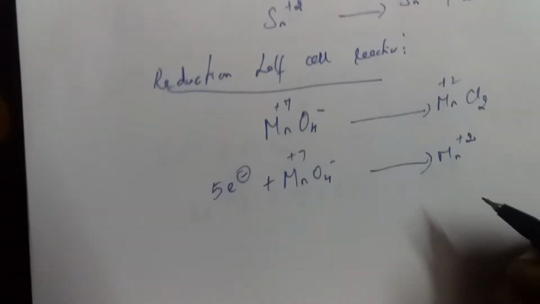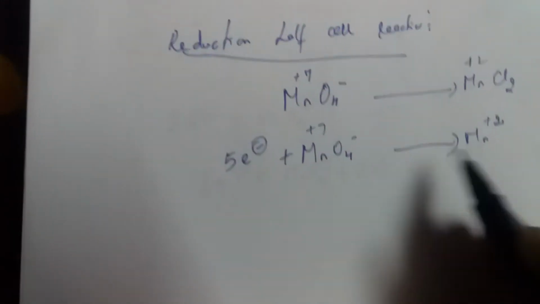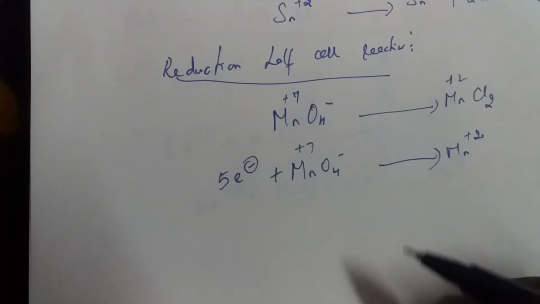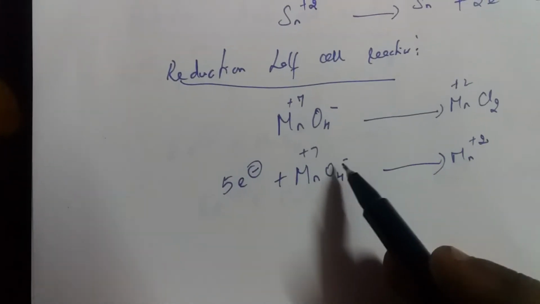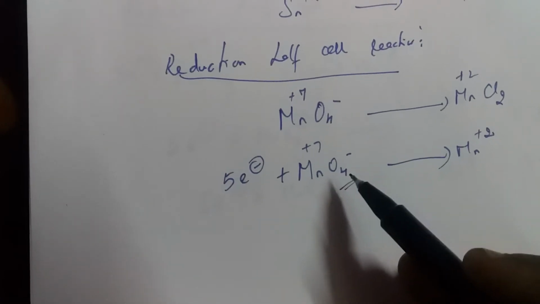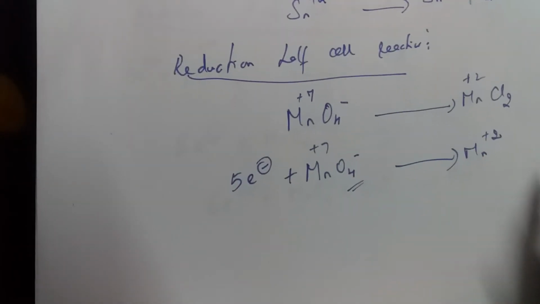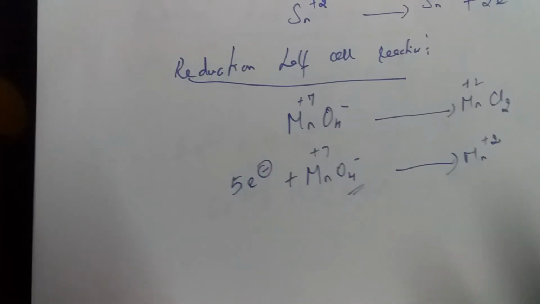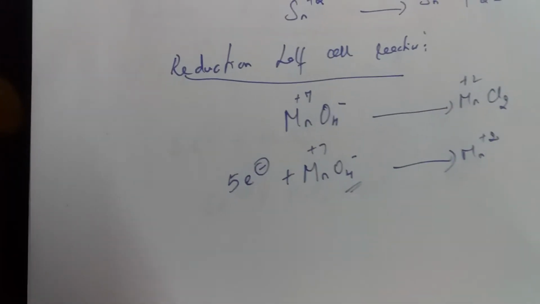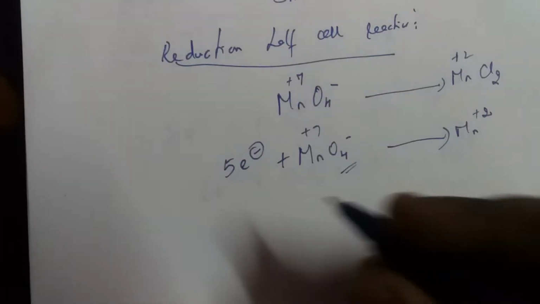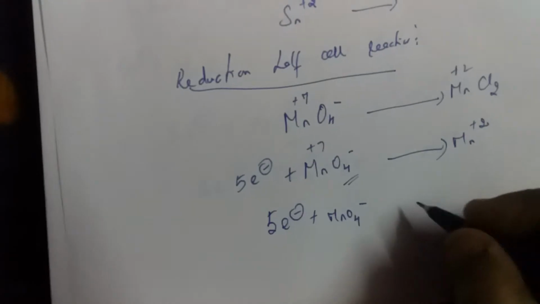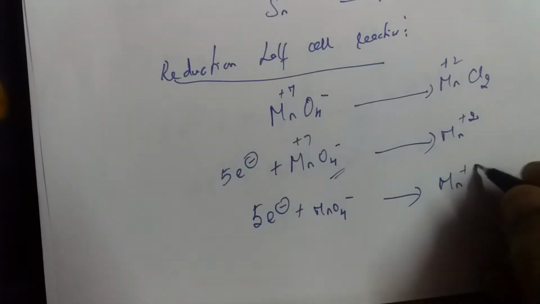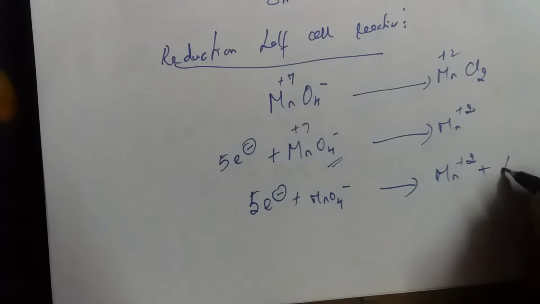Then in the next step, the number of atoms: here 1 manganese, here also 1 manganese. Then we have to balance the oxygen atoms and hydrogen atoms. Here 4 oxygens are present. For each extra oxygen we have to add a water molecule on the opposite side. So we add 4 water molecules on the opposite side. Therefore 5 electrons plus MnO4 minus gives Mn2 plus plus, how many water molecules, 4 water molecules we have to add.